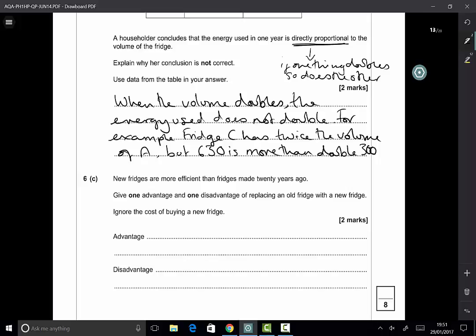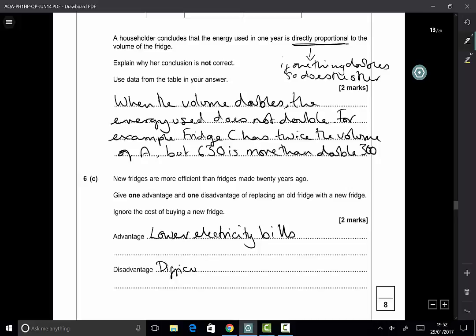So what can I say as an advantage? If it's more efficient, that means less energy is wasted. That means I'm going to have lower electricity bills, or lower running costs. Disadvantage, it's a pain having to get rid of an old fridge. So difficulties of disposal. Or it has to go into landfill. That would have been quite good, talking about another environmental impact.